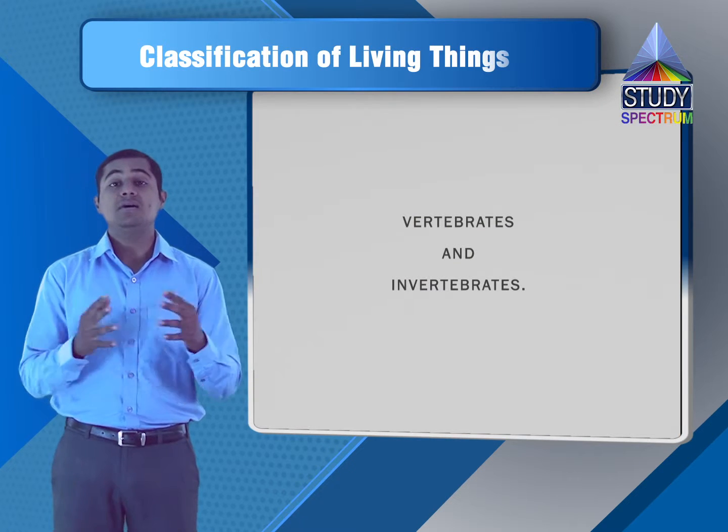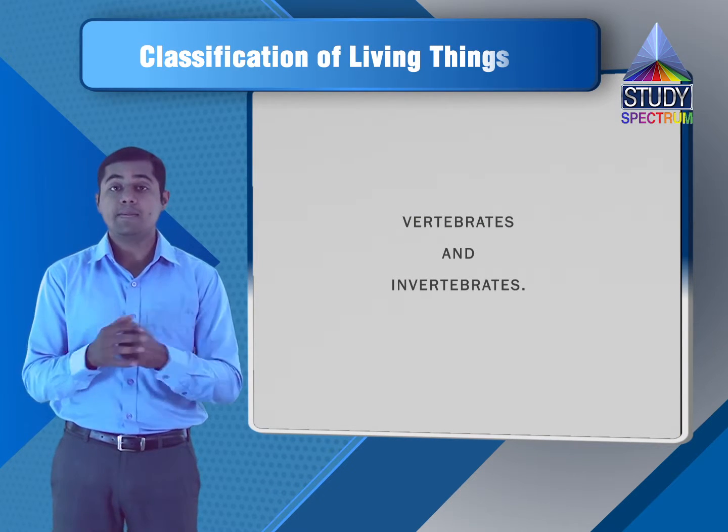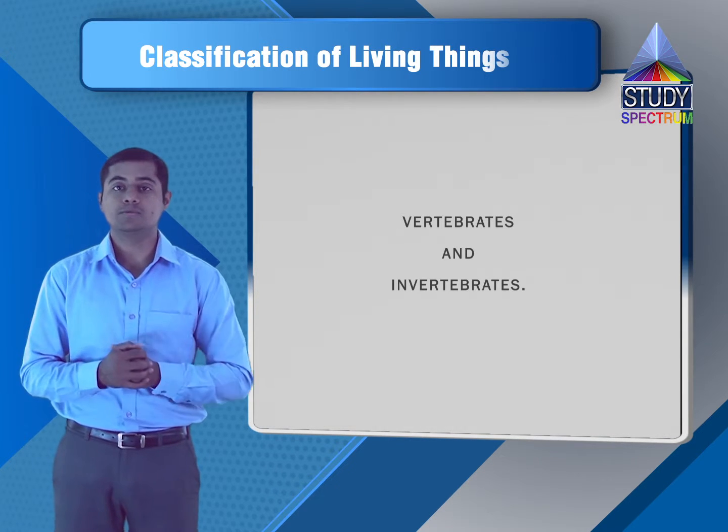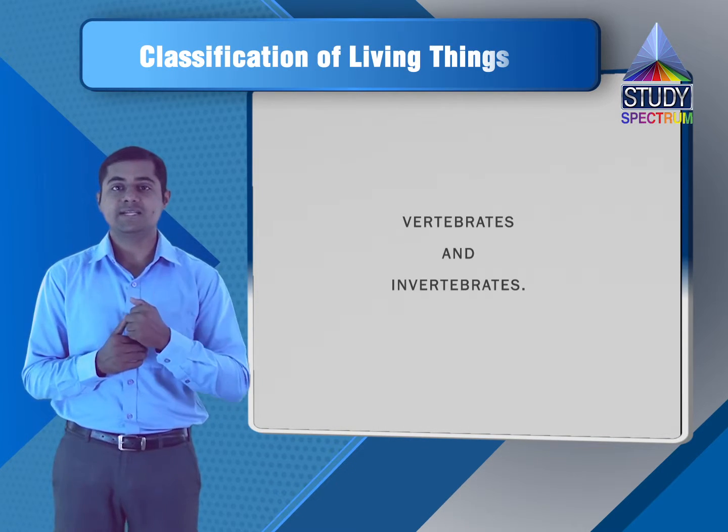So this was the third criteria. According to their habitat, we can divide the animals into these 3 subgroups. Let's see the next criteria.